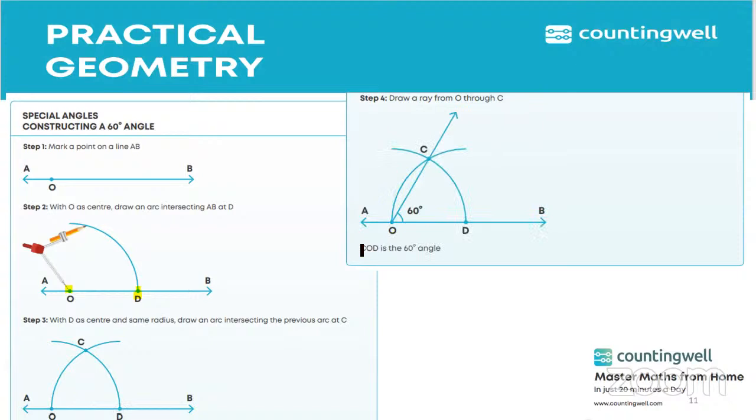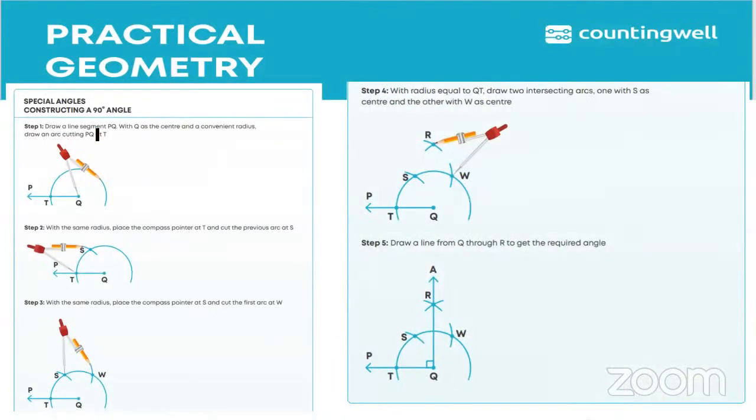So in this way, you will get an angle COD, which will be equal to 60 degrees. Whenever you're constructing an angle of 60 degrees, you are not supposed to use a protractor here because you're using the steps of construction as shown here. Next, how to construct a special angle, 90 degrees, without using a protractor.